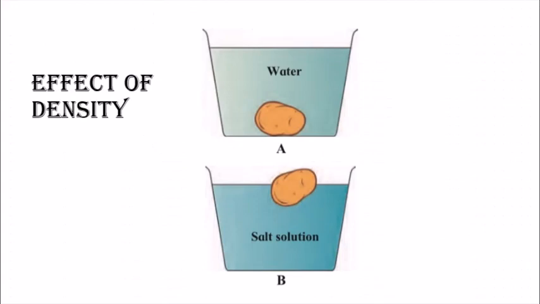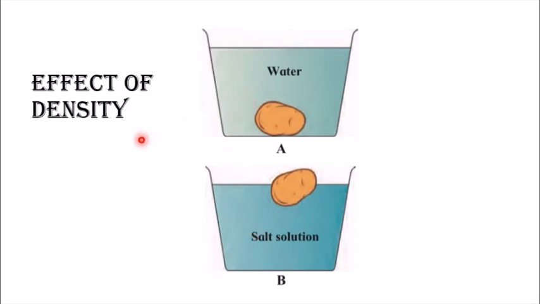Next, we will see the effect of density with an experiment. In the first bucket here, we are taking water and we are not adding anything to this water. And in the second bucket here, we have taken a salt solution. That is, we have added salt to this water. Now, in the normal water the density is different, and in the salt water the density is different. In normal water, the density is low. In the salt water, the density is high, because we have added salt into it and the density has increased.